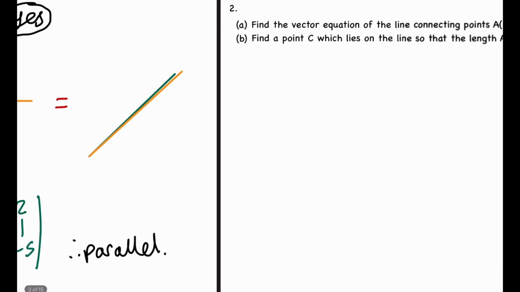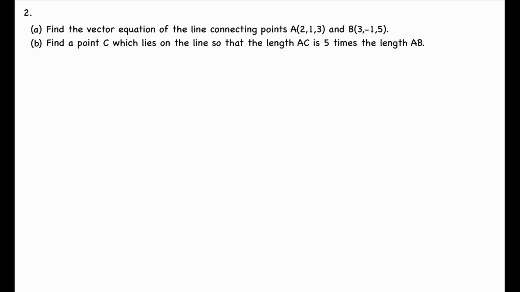Now let's move on to another question. The question is asking to find the vector equation of a line connecting these two points. If we draw it, we would have point A over here, with coordinates (2, 1, 3), and point B over here, for example, with coordinates (3, -1, 5).